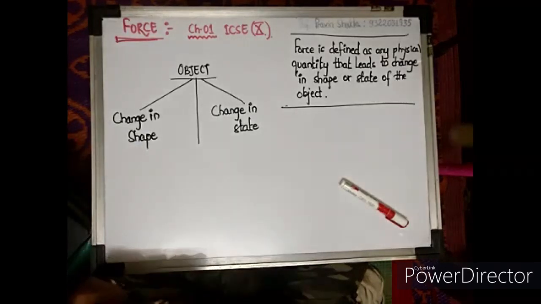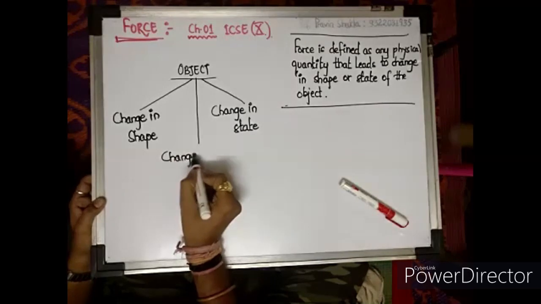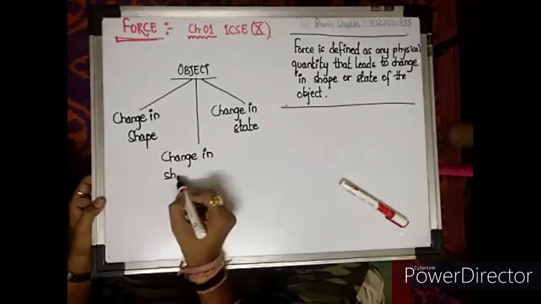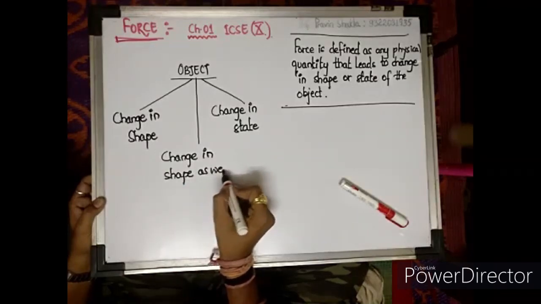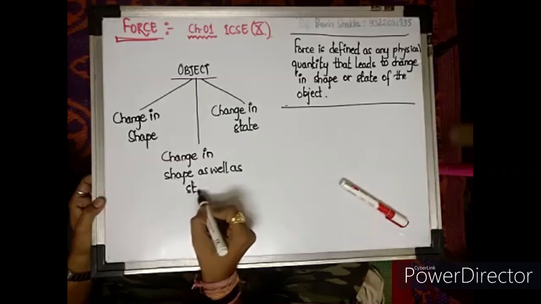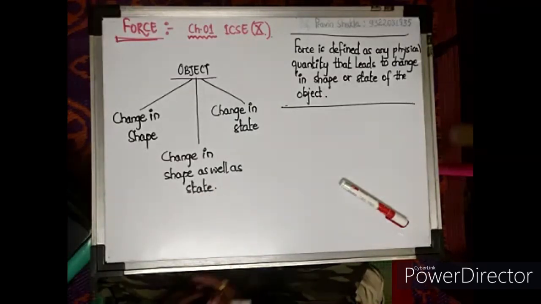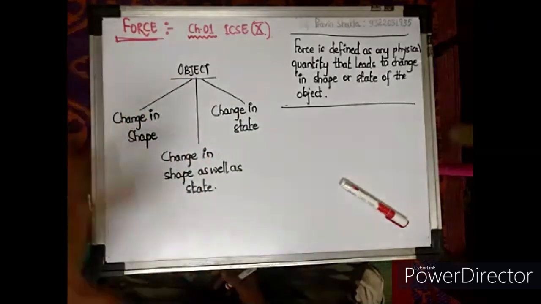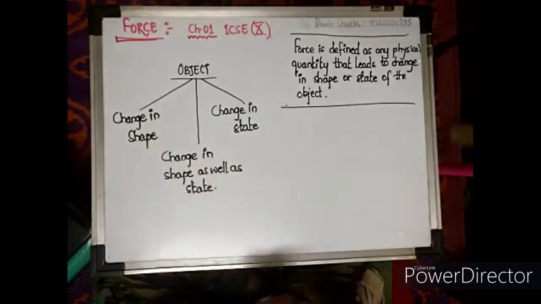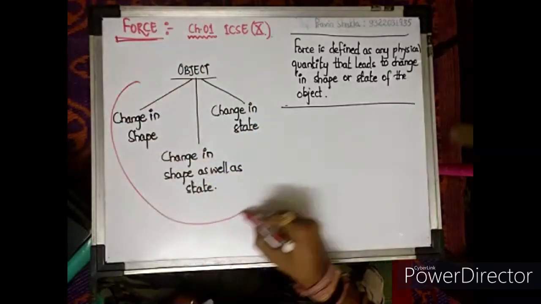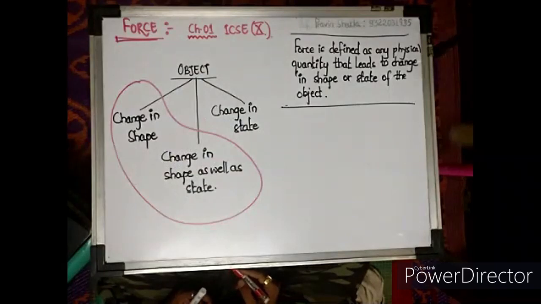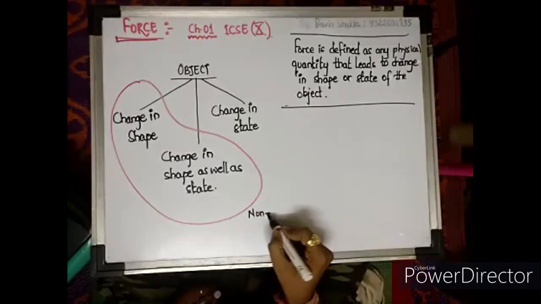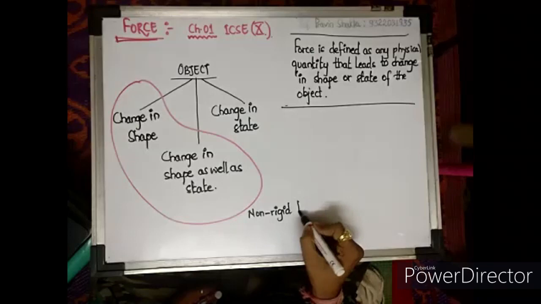And the third thing which can happen is change in shape as well as state. So if I apply a force on the object, there can be change in shape, change in state, or change in shape as well as state. The objects or bodies which undergo these things are elastic or non-rigid bodies. Non-rigid is the better word right now. It is called a non-rigid body.